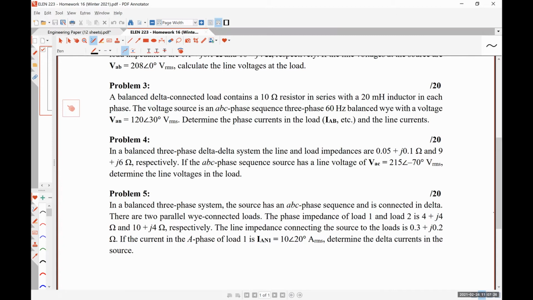There are two parallel Y loads. All right, so we do have a line impedance. We want the delta currents in the source. All right, so I'm going to start drawing a picture then.